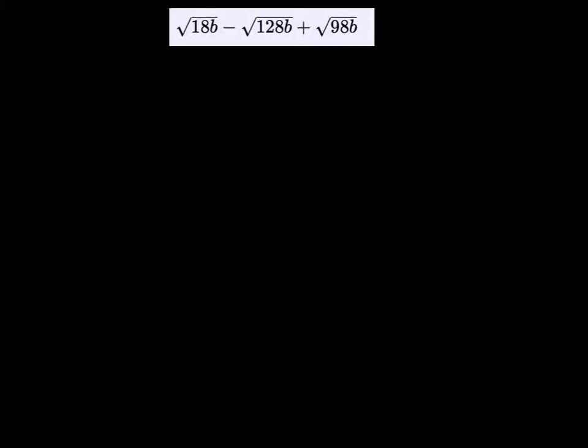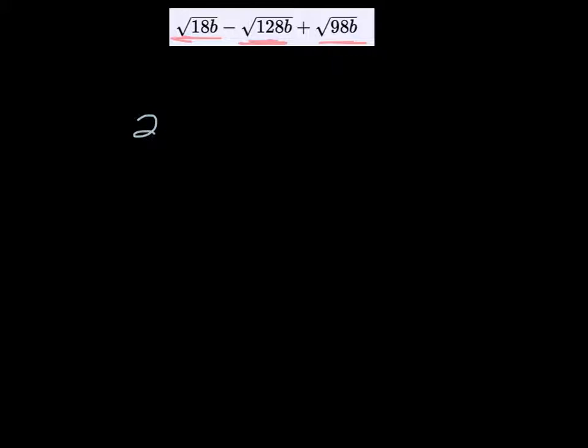Alright, and in order to simplify this expression, what we first need to do is reduce each of these radicals separately, and then afterwards see if we have any like terms and combine those like terms. So the first step is I'm going to prime factor each of these numbers under the radical.